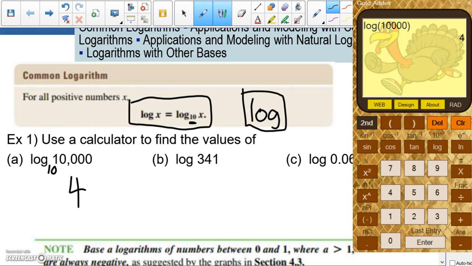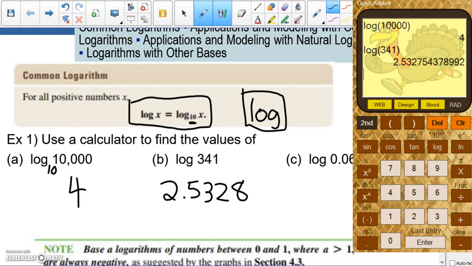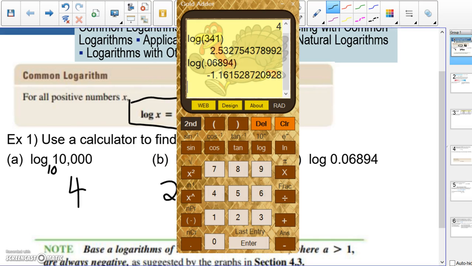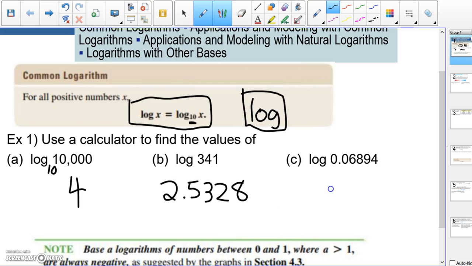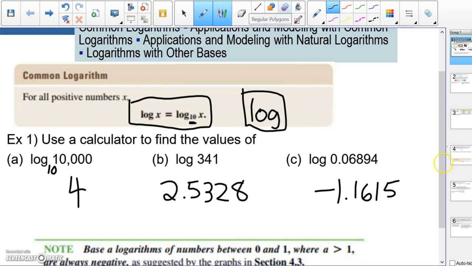Part B, I'm just going to type in log 341. 2.5328. Let's round off. And then this one, log 0.06894. Negative 1.1615. I like rounding off to 4 decimals, but just make sure you follow the directions and round off to whatever they tell you to round off to.